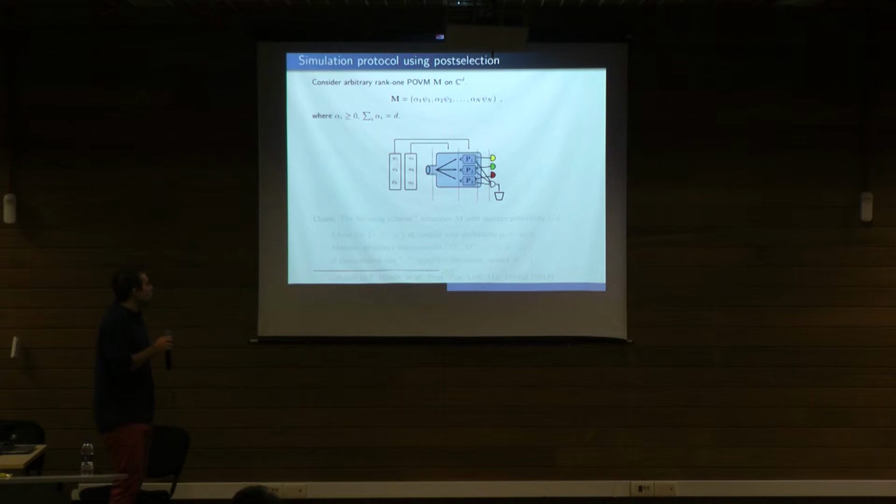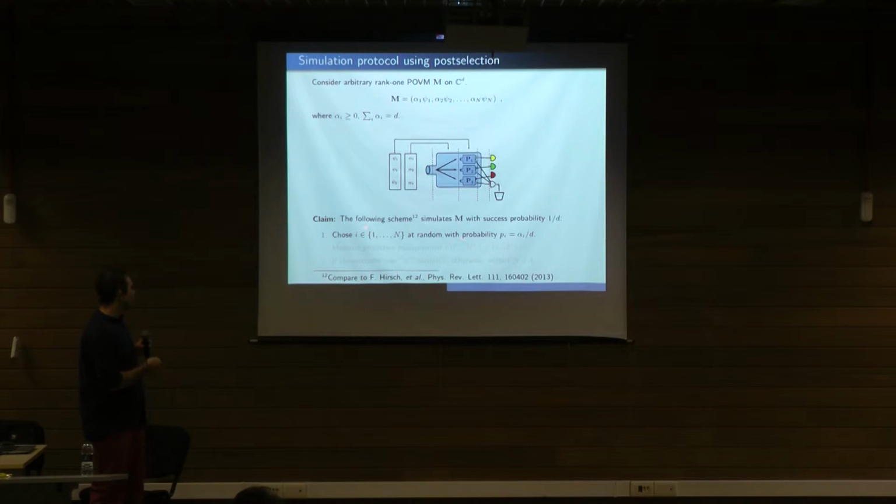Without loss of generality, we take measurements that have rank 1 effects. Therefore, every effect is proportional to some projector, and those scalars that stand in front of the projector are positive, and they sum up to the dimension of the space. They can be used to define a probability distribution.